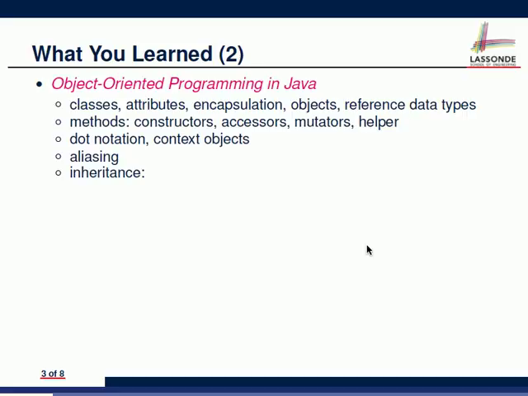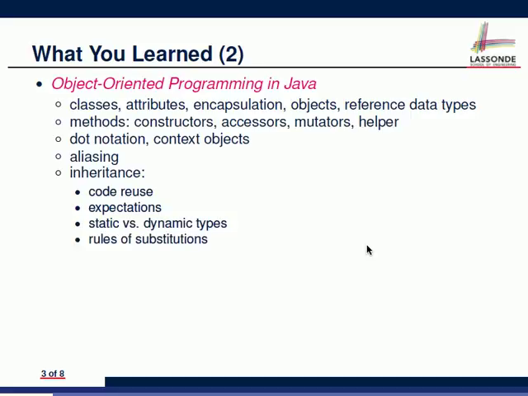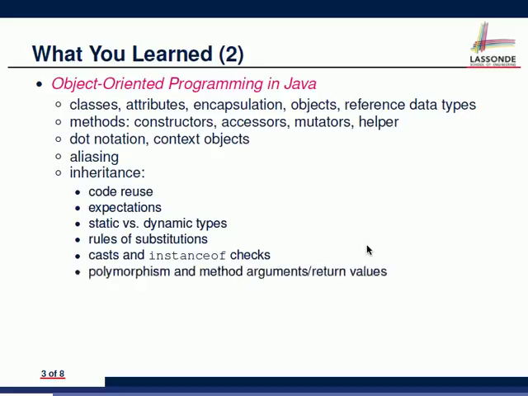Inheritance, we also cover a lot about inheritance. I'm pretty sure we cover more than, well, I would say more than anyone else, but definitely a lot. We got code reuse. We start with that, and then we build up the story from there. Expectations for static type, the difference between static versus dynamic, and substitutions. That's kind of the intuition behind it.